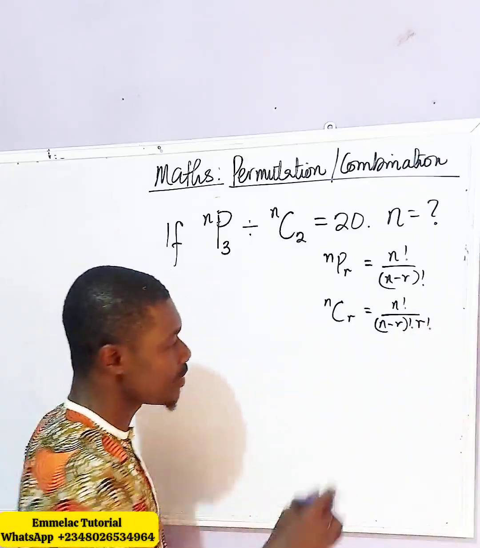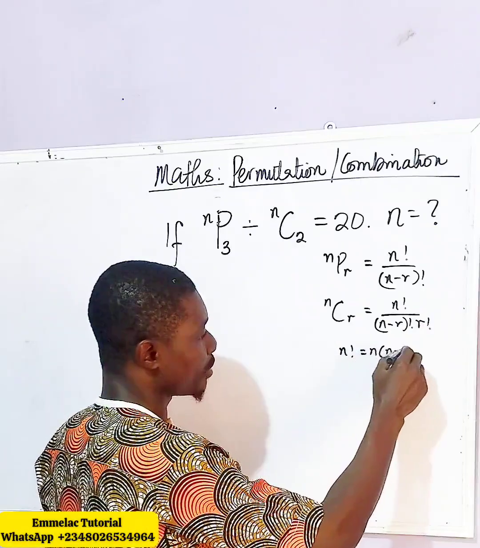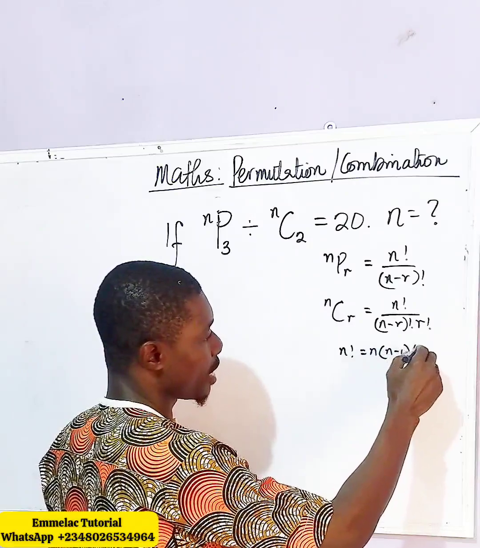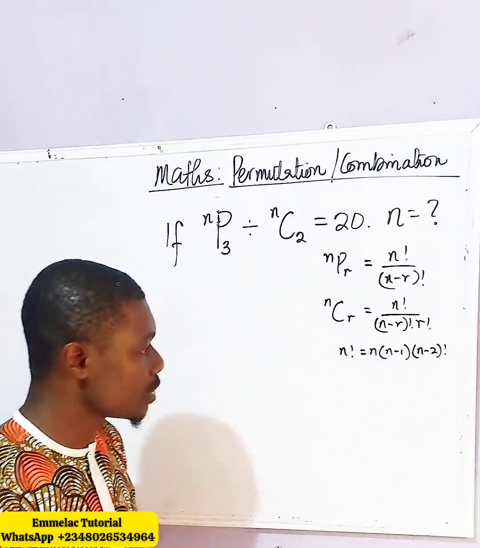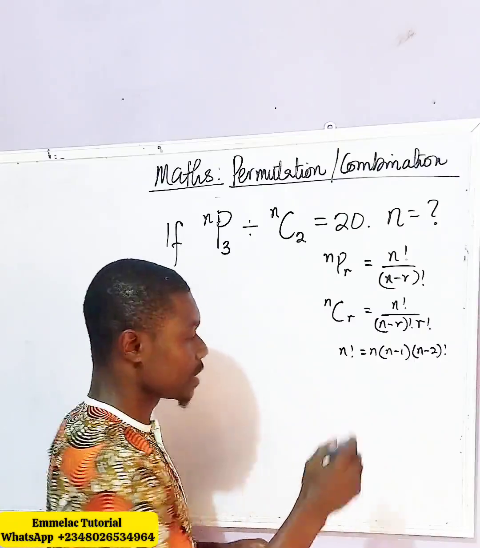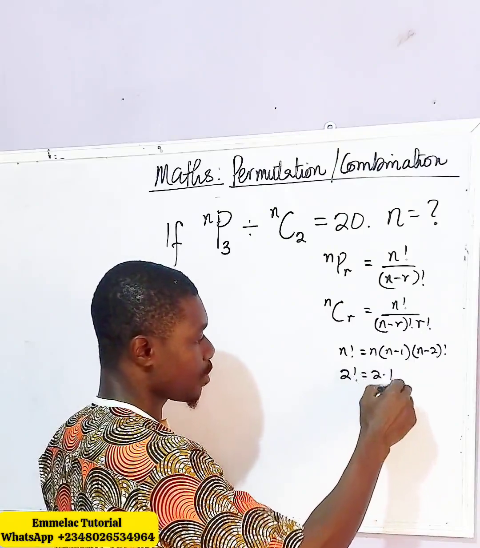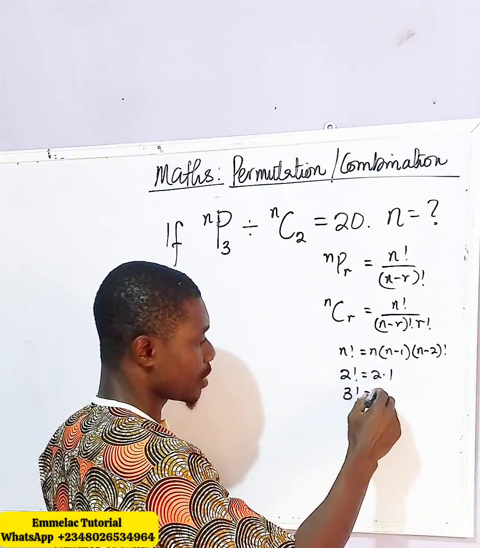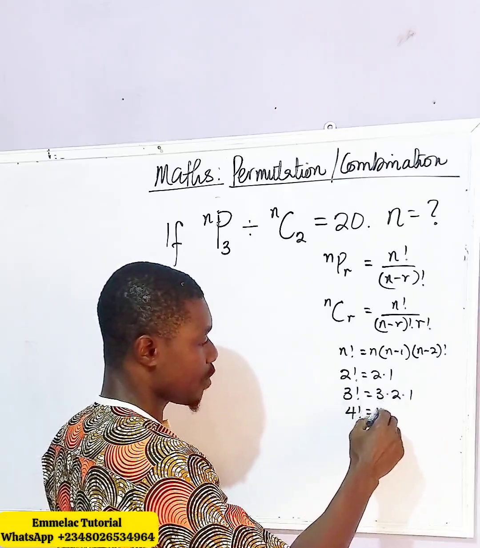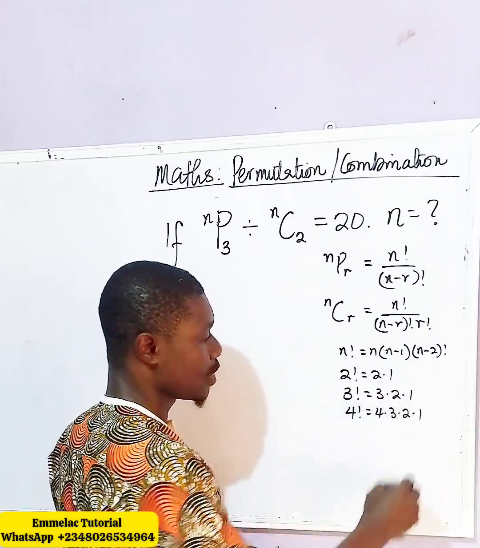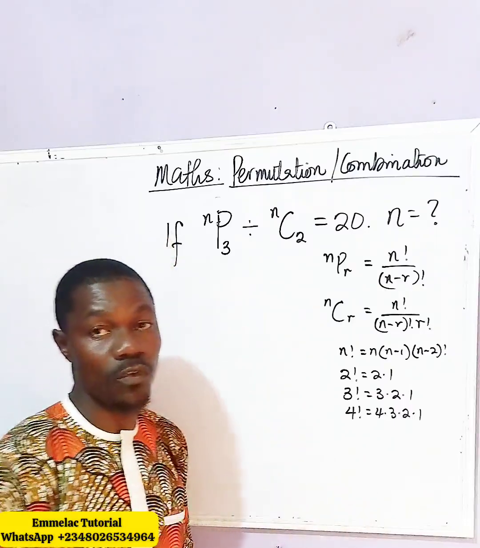Now take note that n factorial in itself implies n times (n minus 1) times (n minus 2), continuously like that. Okay, and when you have something like 2 factorial, it implies 2 times 1. 3 factorial equals 3 times 2 times 1. 4 factorial equals 4 times 3 times 2 times 1. Okay, so let us apply this rule now in solving the above equation.